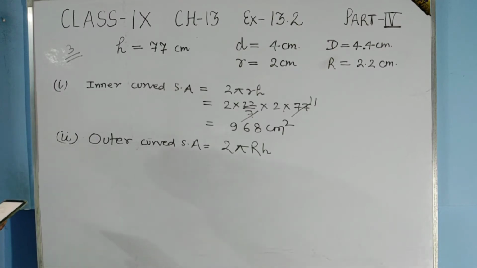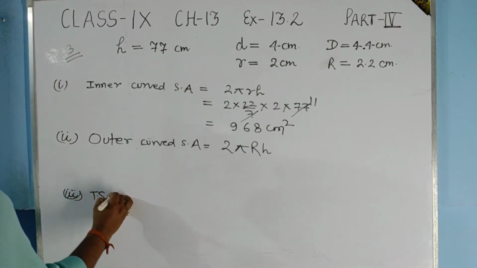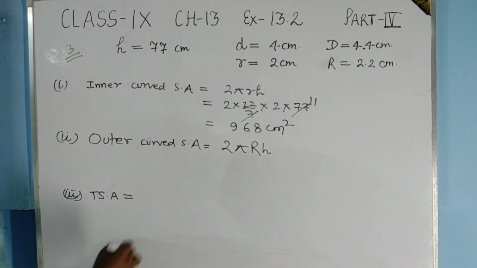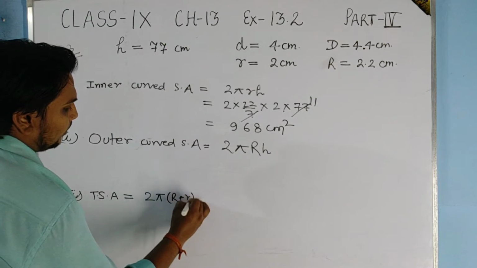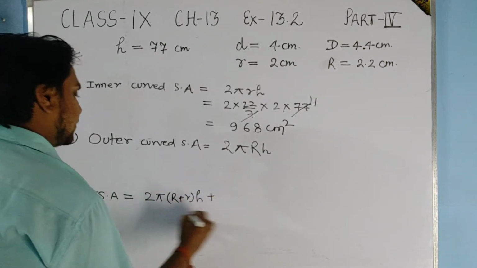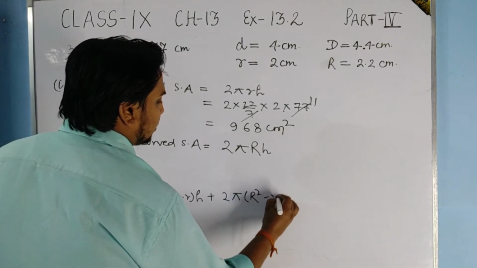Okay, and the third part is what? We have to find total surface area. So as I have told you, what will be total surface area? Total surface area is 2 pi r plus R into h plus 2 pi R square minus r square.